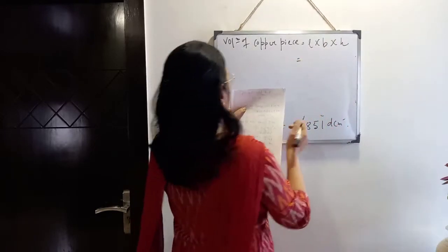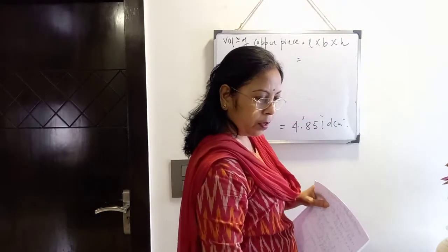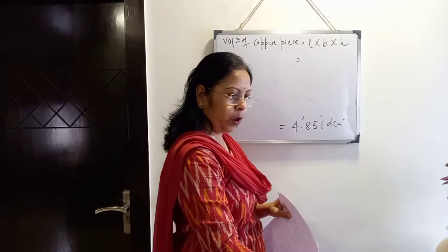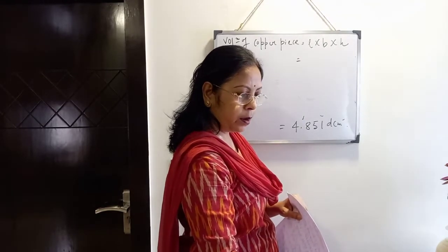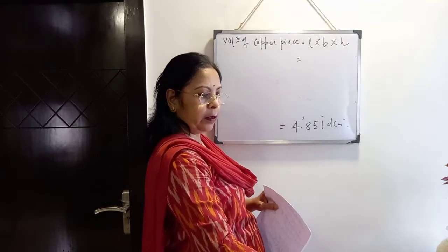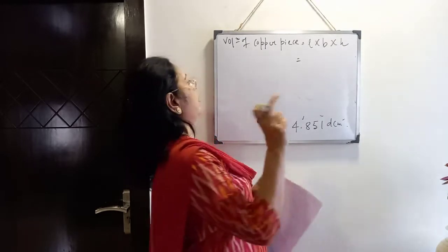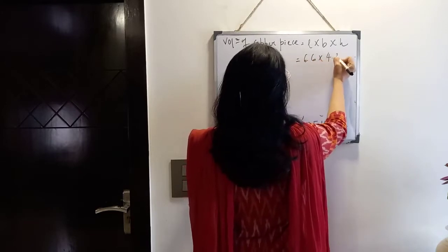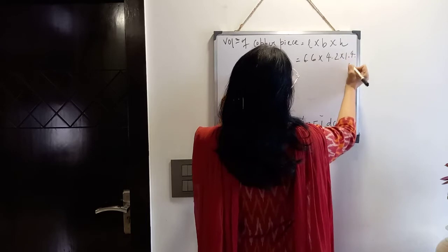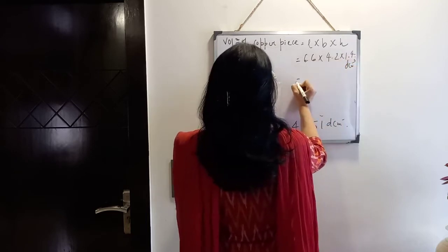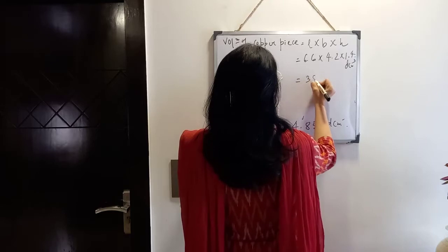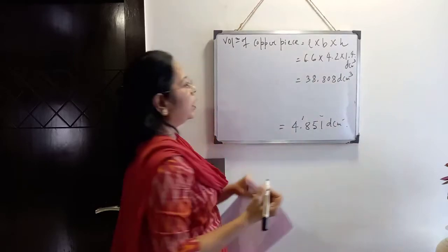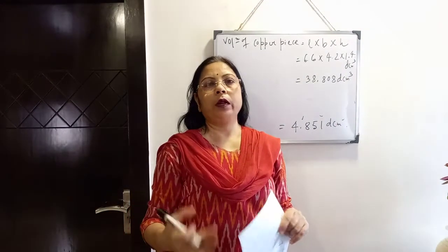Here length is given 6.6 decimeter, breadth 4.2 decimeter and thickness 1.4 decimeter. Here thickness means you will consider that as height. So it is 6.6 into 4.2 into 1.4 decimeter cube. And again I have done the calculation, that is 38.808 decimeter cube.